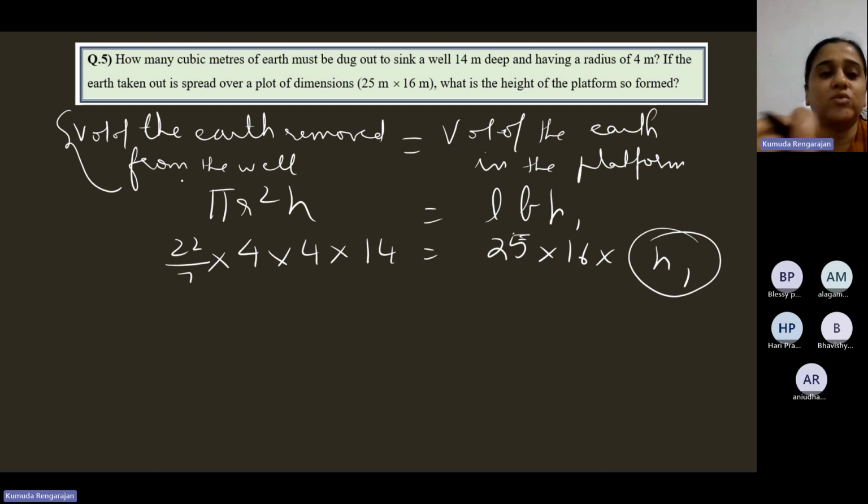Yeah, so from reading this question, we understood that the volume of the earth is the same in both the cases. The volume of the earth which is removed from the well will be the same as the volume of the earth in the platform. So write that. So both the volumes are the same. So here it is pi r square h, there it is LBH.